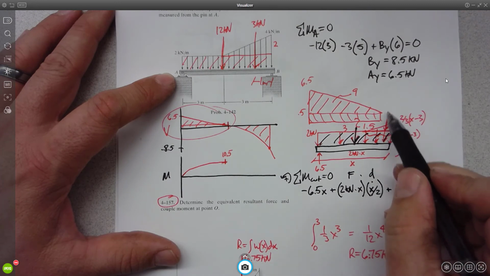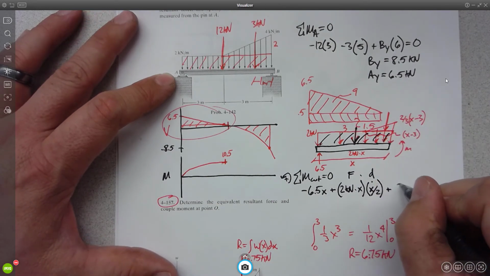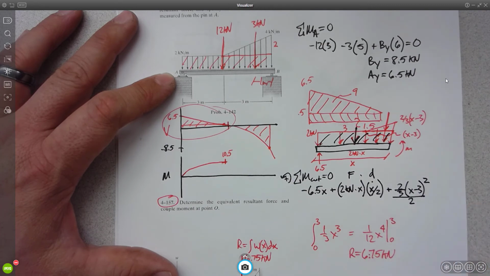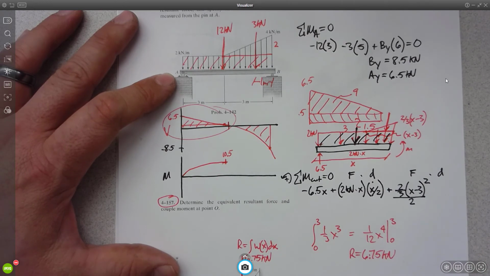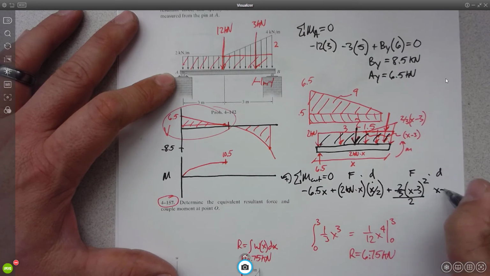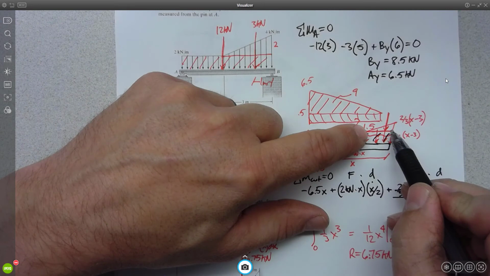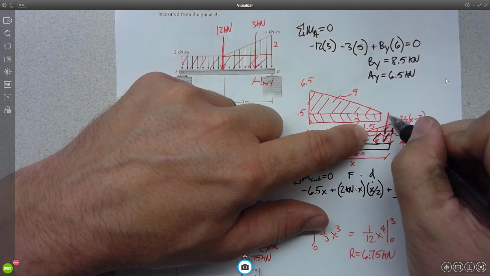Plus, now I need to figure out the resultant of the triangle. The resultant of the triangle is going to be the area underneath the curve, which would be 2/3 times (x minus 3) squared, divided by 2. That's the force. Where's it going to be? It's going to be at (x minus 3) divided by 3, right? Because x minus 3 is the bottom of this, and we know it's 1/3 of that. So (x minus 3) over 3 would give me the distance to the cut.